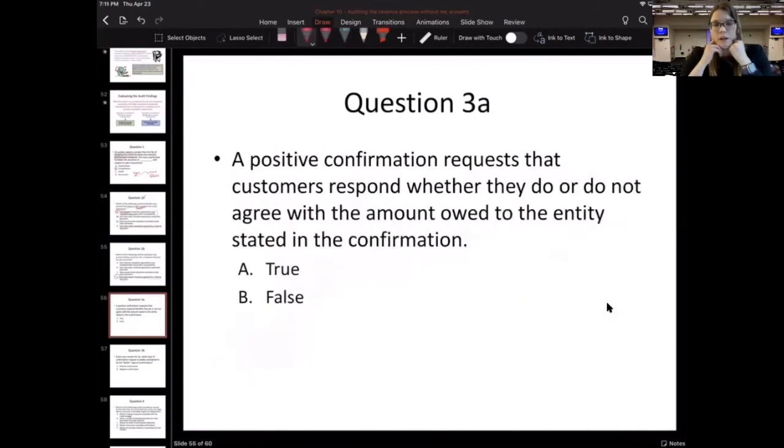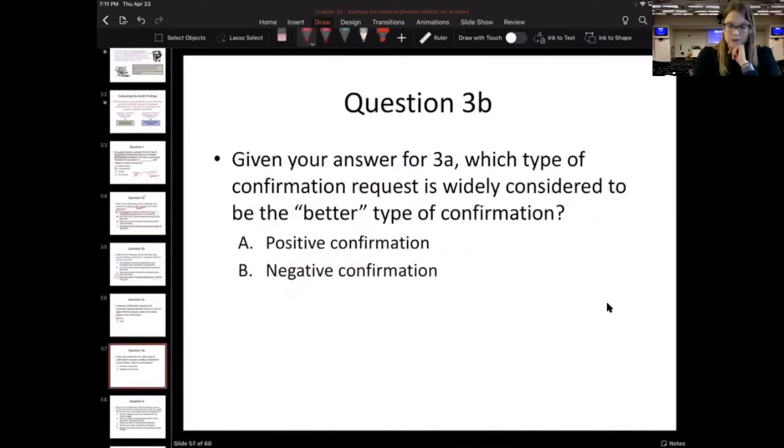Okay, questions 3A and 3B were very easy. 3A was: a positive confirmation requests that customers respond whether they do or do not agree with the amount owed. This was a clear true. This was very straightforward. If you didn't get this, go back to that slide on positive versus negative confirms. Given your answer for 3A, which type of confirmation is widely considered better? Positive. Again, if you don't feel like you have any idea for this answer, go back to that slide on positive versus negative.